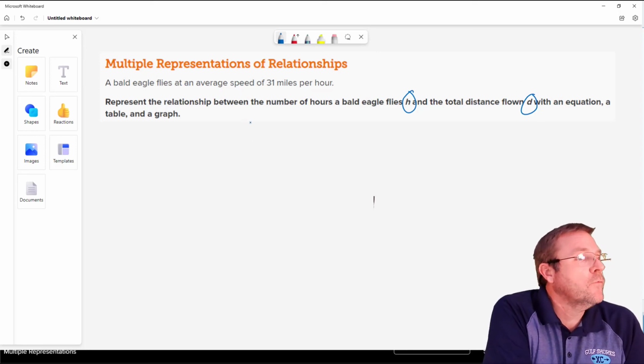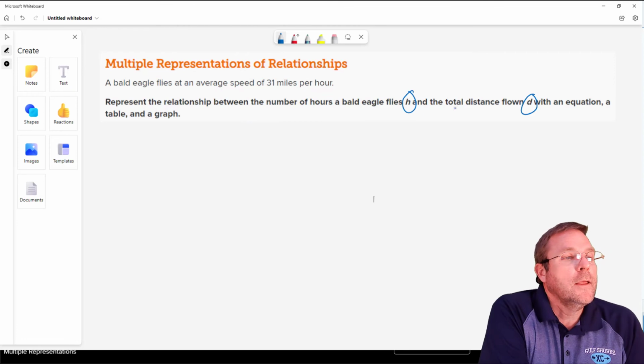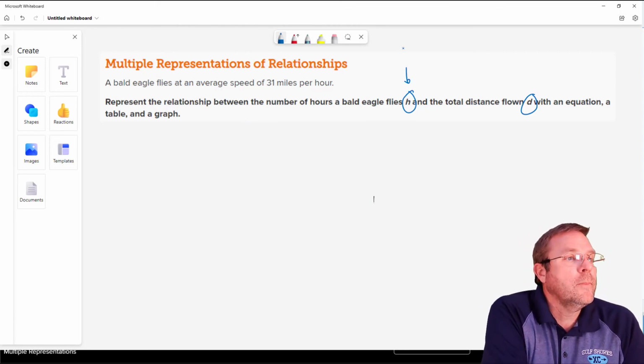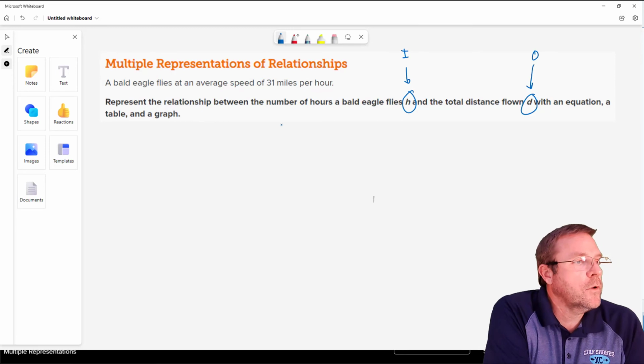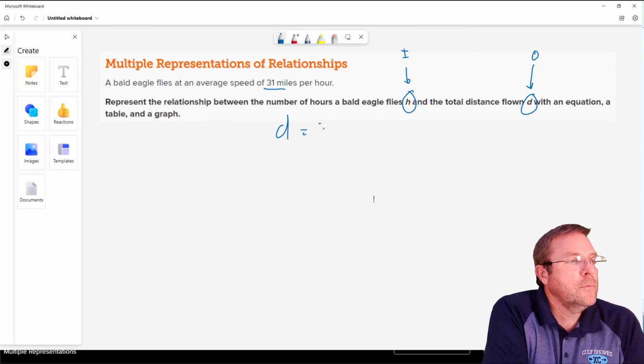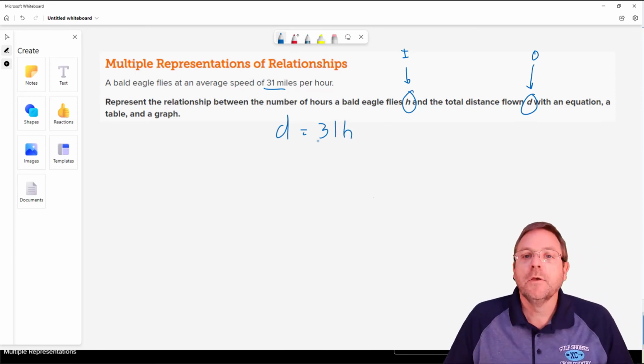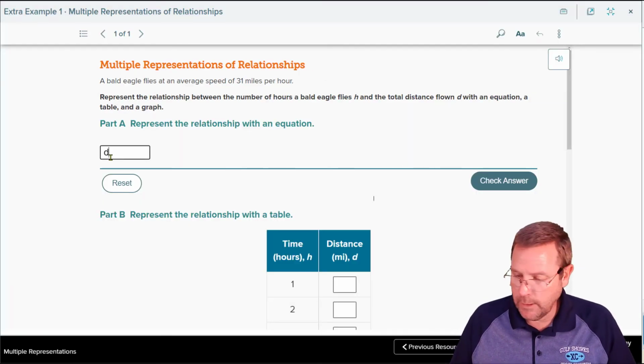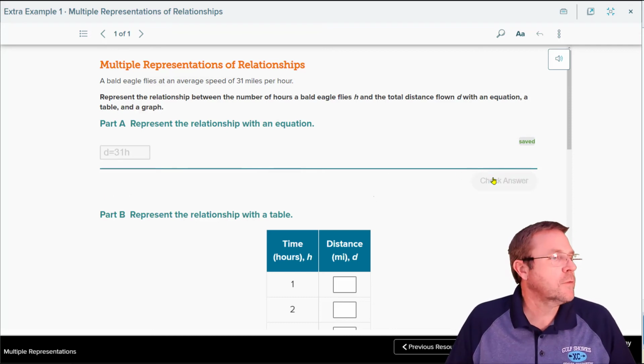and a graph. So for here, first thing we need to do is figure out what our input and our output is. This one right here, that's going to be our input, the total number of hours. The total distance, that's going to be our output. So our equation should be D is equal to how many miles per hour? 31 times some number of hours, H. So I'm going to jump back over to the problem, and I'm going to say D is equal to 31H, and we're going to check that.